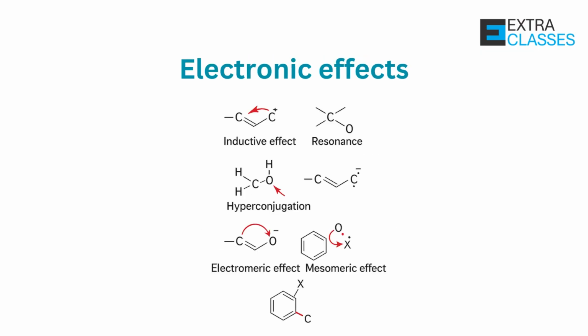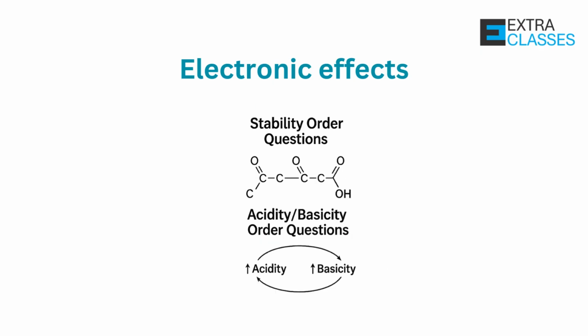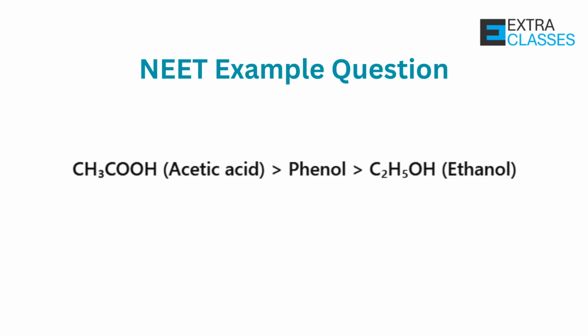Electronic effects. Inductive effect, resonance, hyperconjugation, electromeric effect, and mesomeric effect. These explain why reactions occur and are frequently tested in NEET through stability and acidity or basicity order questions. A classic NEET style question is: arrange CH3COOH, C2H5OH, and phenol in order of acidity. If you understand resonance and inductive effects, you'll never get confused.